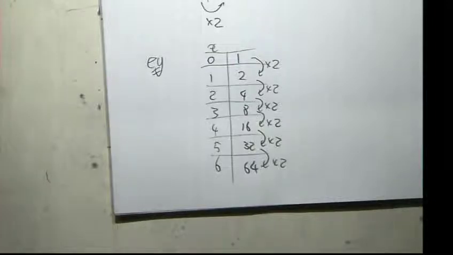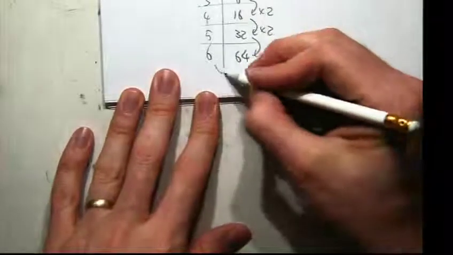And what we want is a notation or a machine that, instead of having to times 2 that many times, goes directly from the 6 to the 64. And the name for that is powers.